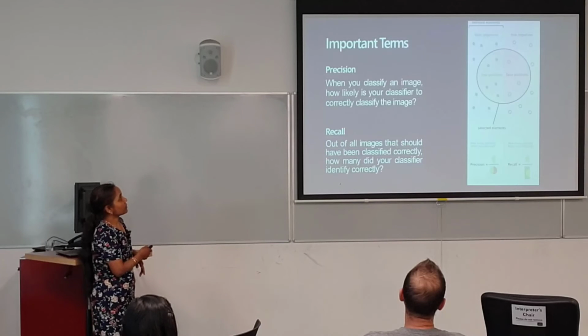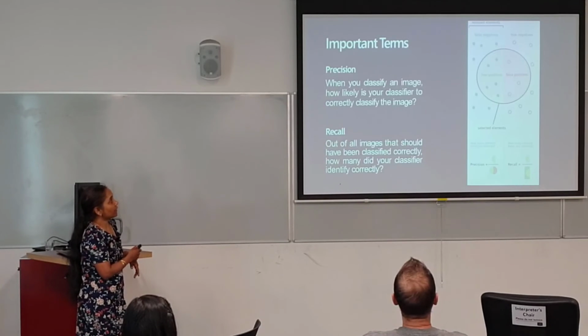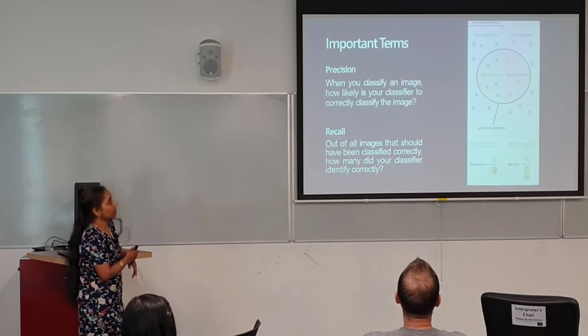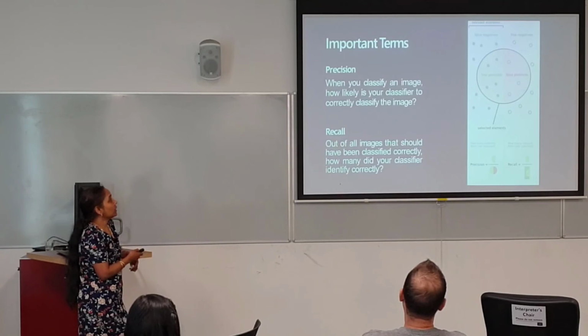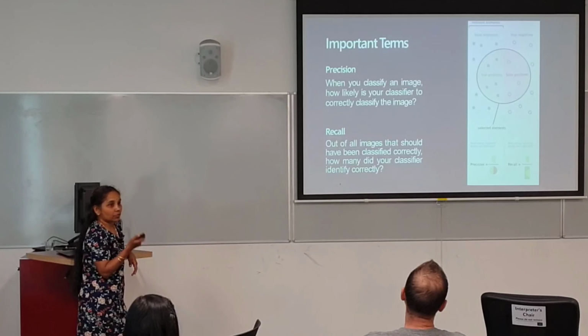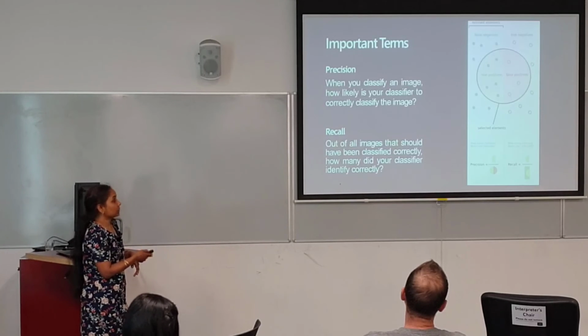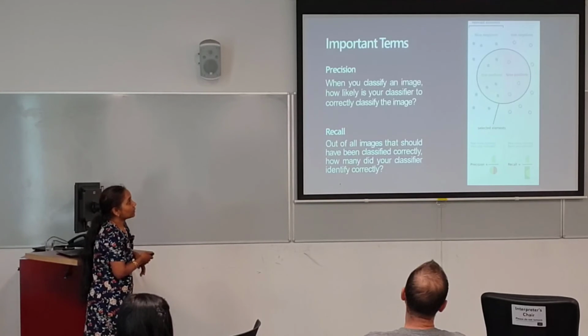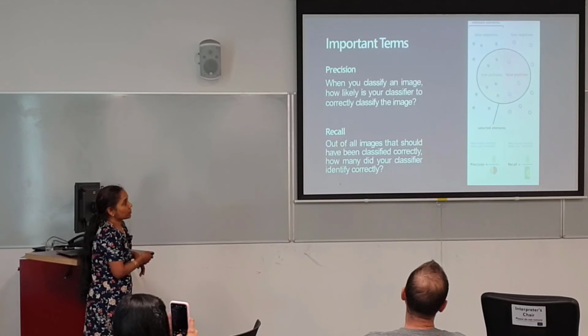Then the important terms. Precision is, when you classify an image, how likely is your classifier to correctly classify the image. And recall is, out of all images that should be classified, how many did your classifier identify correctly? So the actual classification. True positives, false positives.